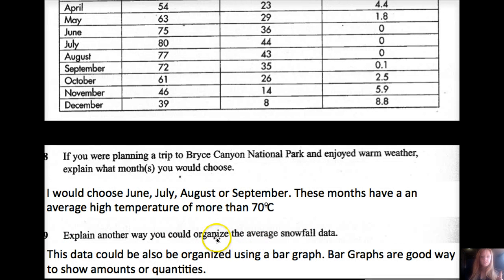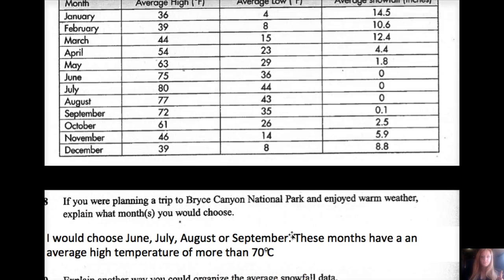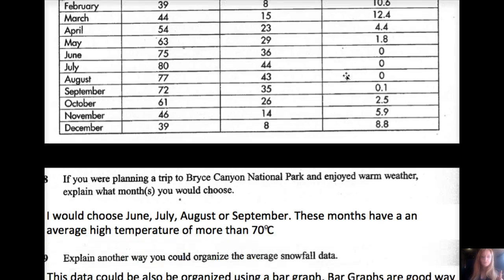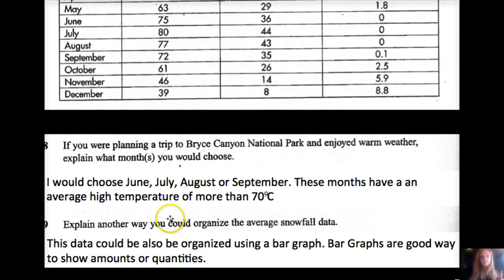Explain another way you could organize the average snowfall data. Ooh, well, if I think about this, right, this could be shown in a really nice bar graph. A line graph would show, like, go up and then down, but I think a bar graph would show best, because it shows quantities. This data could also be organized using a bar graph. Bar graphs are a good way to show quantities.